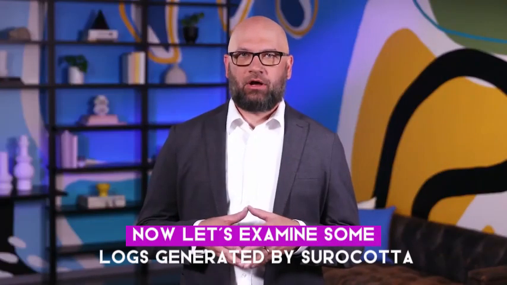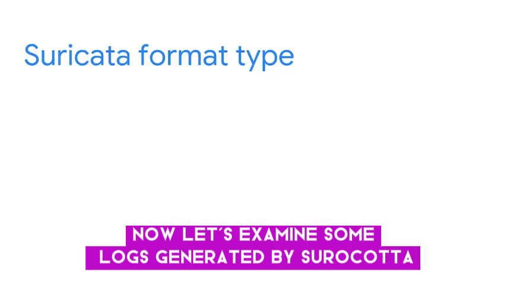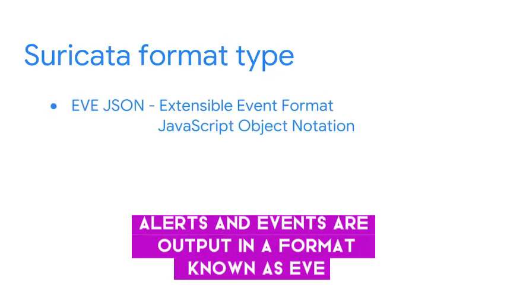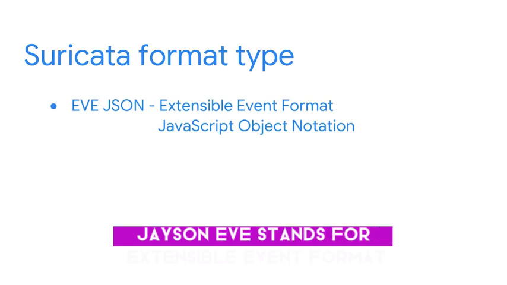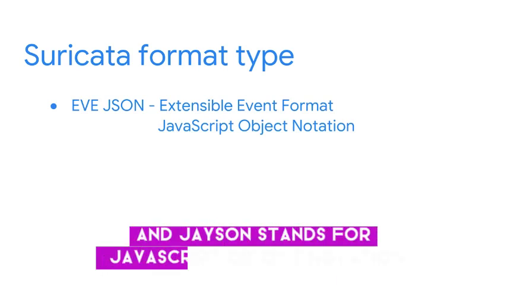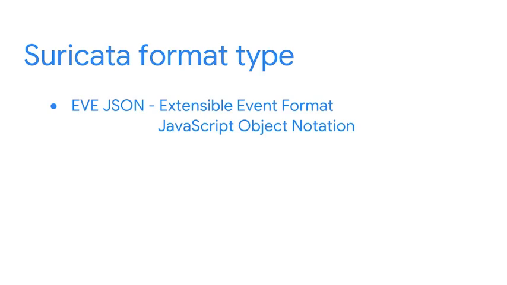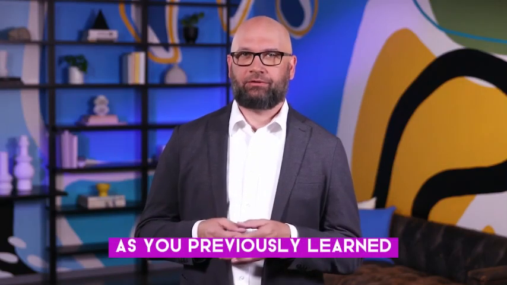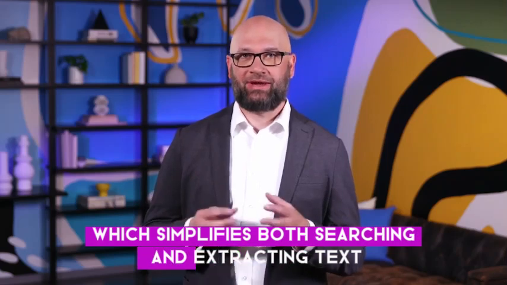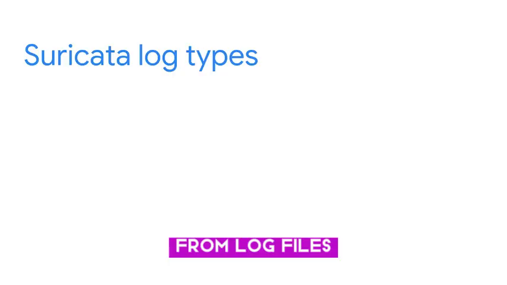Now, let's examine some logs generated by Suricata. In Suricata, alerts and events are output in a format known as EVE.json. EVE stands for Extensible Event Format, and JSON stands for JavaScript Object Notation. As you previously learned, JSON uses key-value pairs, which simplifies both searching and extracting text from log files.